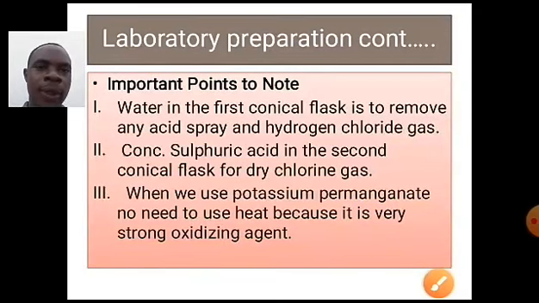So the point to note is that water in the first conical flask is to remove any trace of hydrogen chloride. Then the gas is passed through concentrated sulfuric acid in the second conical flask to make it dry. When you are using potassium permanganate as the oxidizing agent, there is no need of heating because it is a very strong oxidizing agent. But when you are using manganese oxide, you are supposed to heat it.